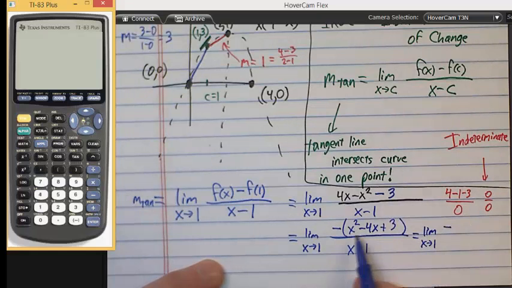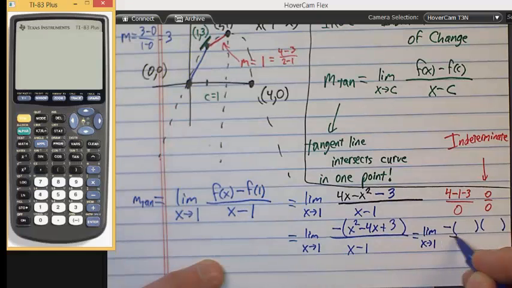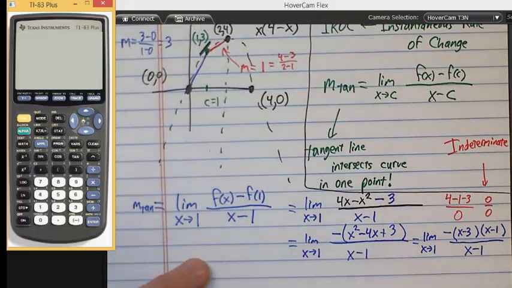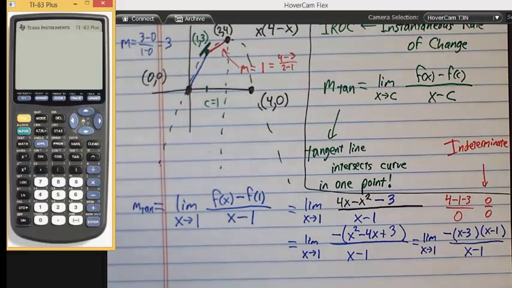How do you factor a trinomial? Usually it factors into 2 binomials. Does that work here? What do you get? X minus 3 and x minus 1. Was that a good thing? It was, because what can we do now? Cancel the x minus 1s.